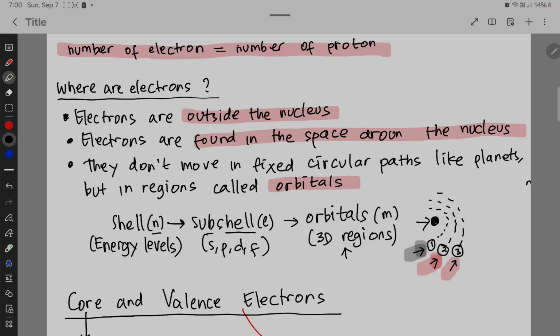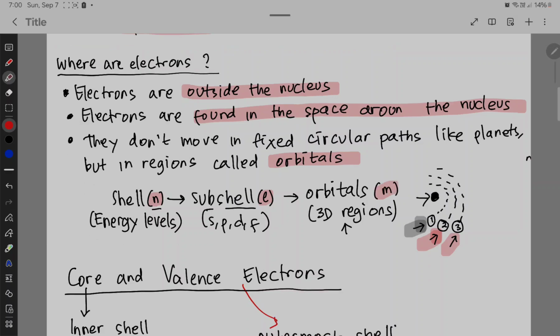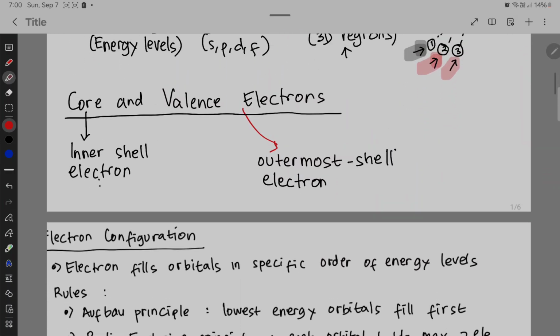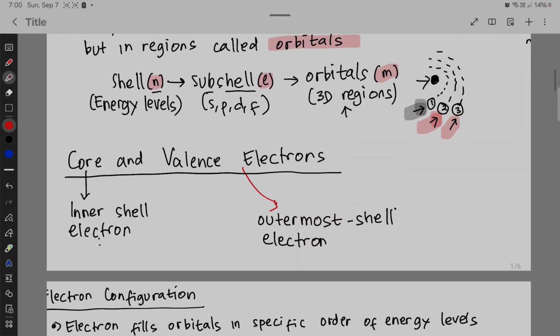The notation for shell is n. The notation for subshell is l. The notation for orbital is m. Before we go to electron configuration, we divide electrons into core electrons and valence electrons. Core electrons are inner shell electrons, while valence electrons are outermost shell electrons.